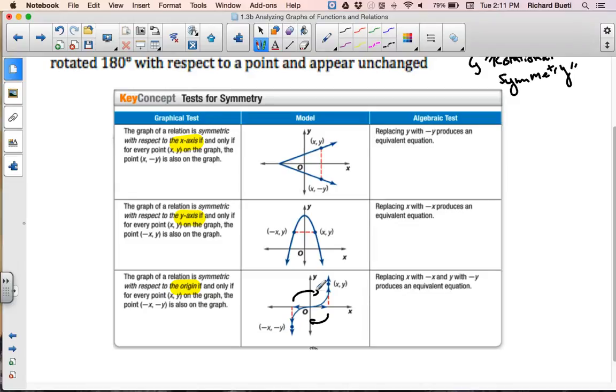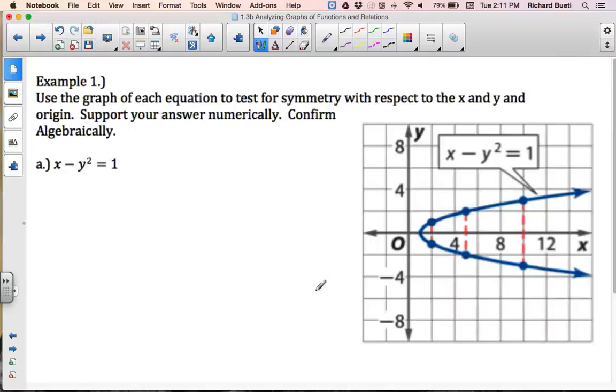So let's try an example with it. If I look at the graph of this function, I'm going to use the graph of the equation to test symmetry with respect to the x-axis, the y-axis, and the origin, and I'm going to support it numerically and confirm it algebraically.